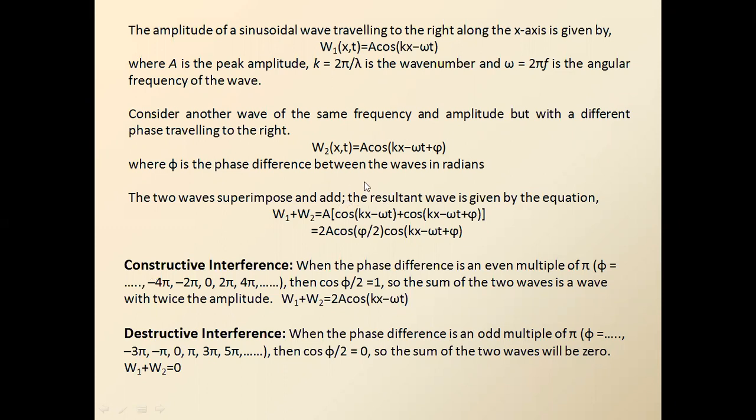If two waves are superimposed, then we have constructive interference and destructive interference. The condition for constructive interference is when the phase difference is an even multiple of pi, that is phi is equal to 0, plus minus 2 pi, plus minus 4 pi and so on. When the phase difference is an odd multiple of pi, so cos(phi by 2) is equal to 0, then we get destructive interference.